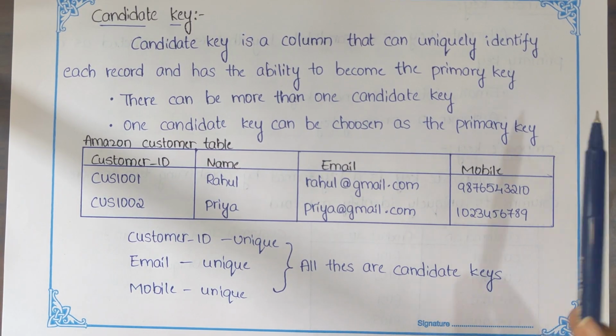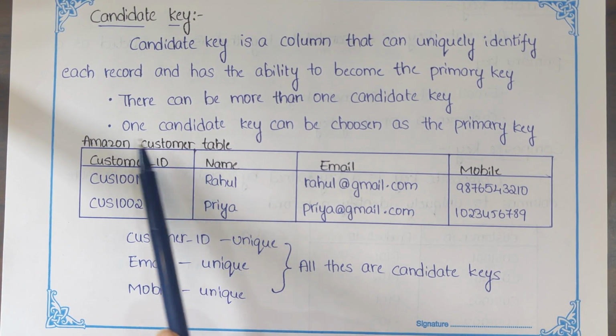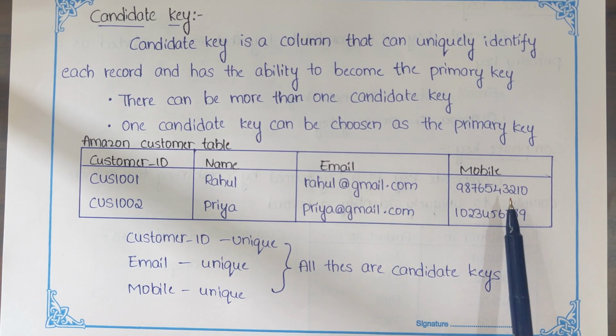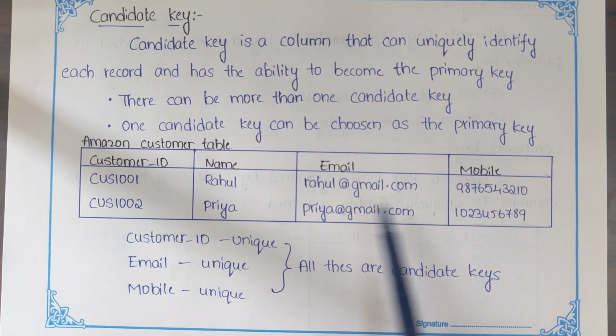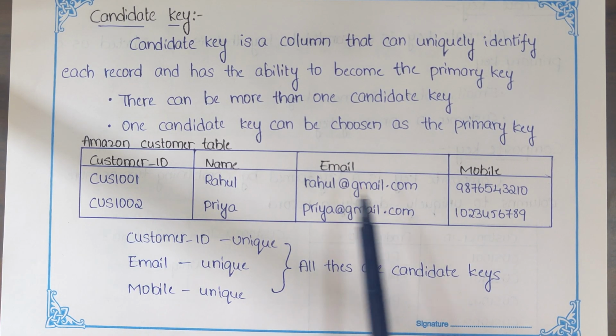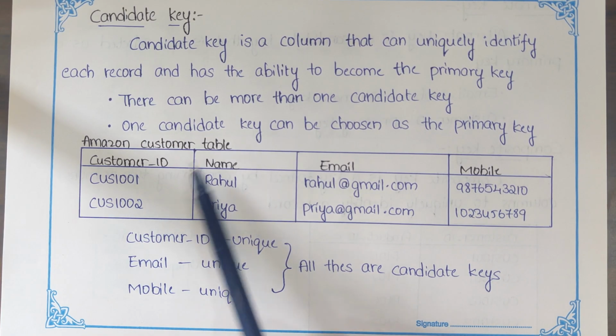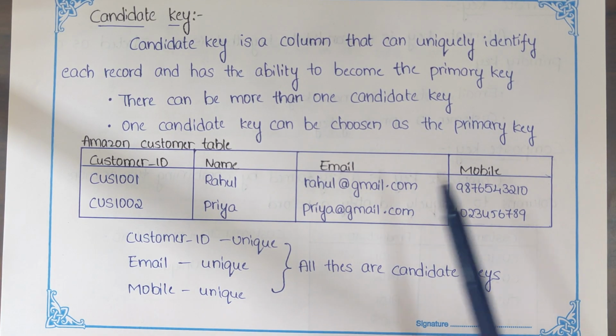Where records are uniquely identified, if we consider this Amazon customer table, we have unique columns: customer ID, email and mobile number. These three cannot be the same for two individuals, right? So the customer ID is unique here, the email is unique here and the mobile number is unique here. So we consider these three as the candidate keys.